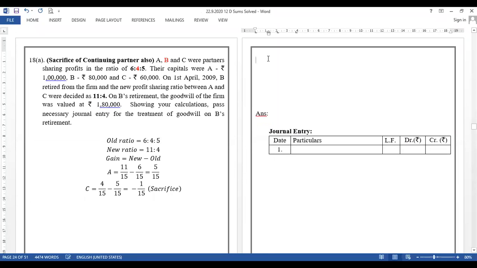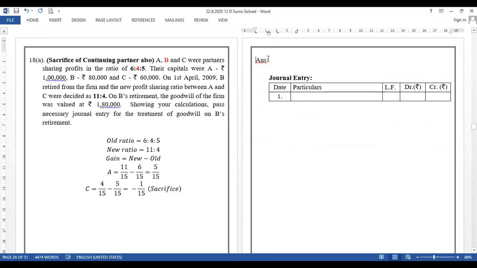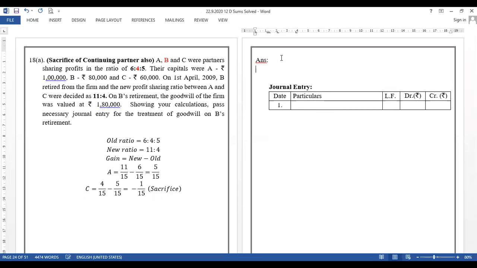We all know that gaining partners pay to sacrificing partners, so who is gaining? A. Who sacrificed? B sacrificed and C also sacrificed, so that is fine. Accordingly, the effect of goodwill will be given. Okay. Now, on B's retirement, goodwill of firm was valued at 1,80,000.